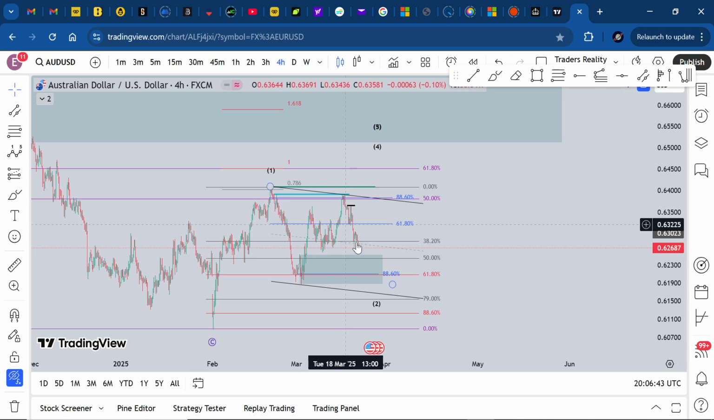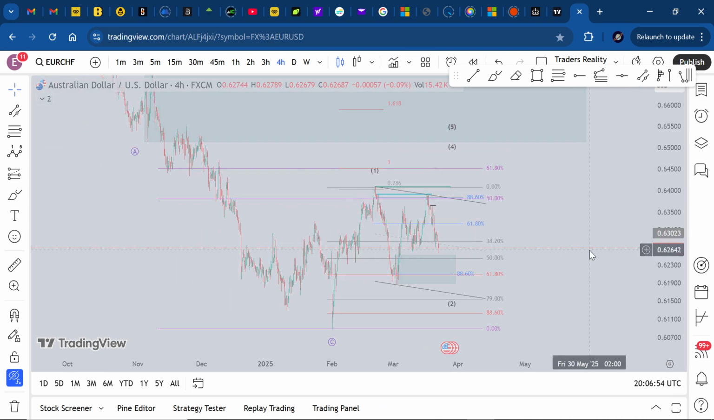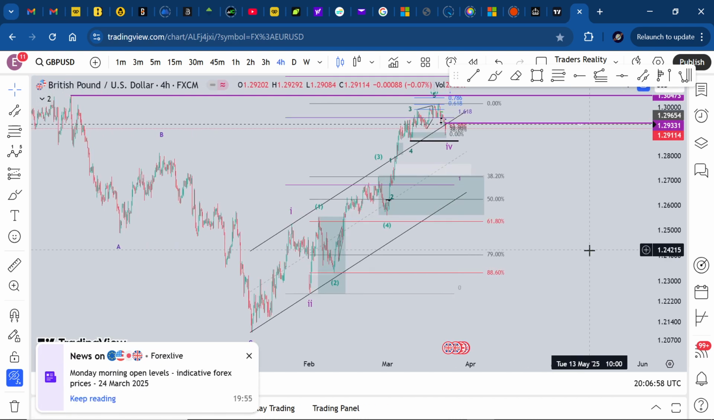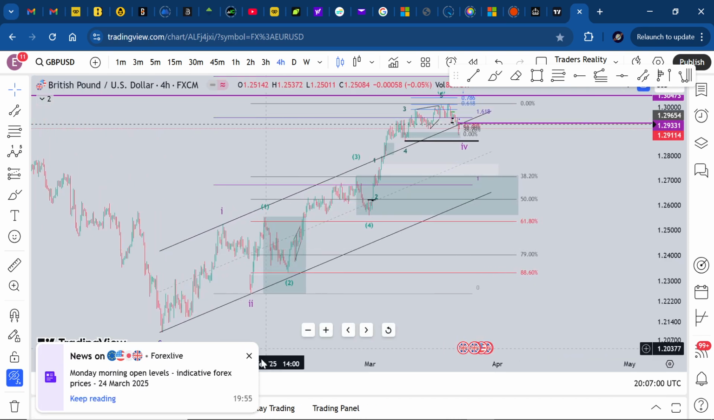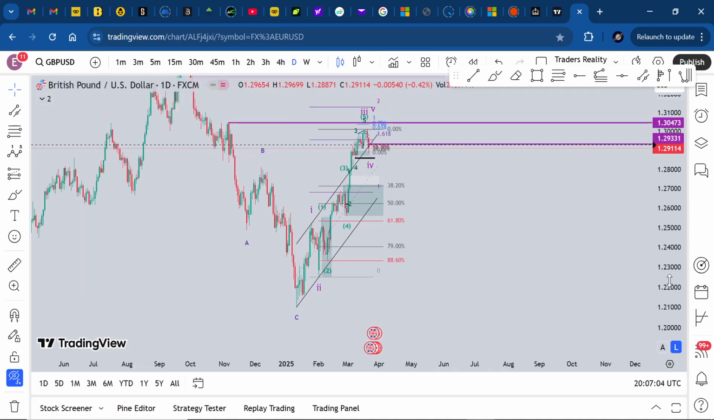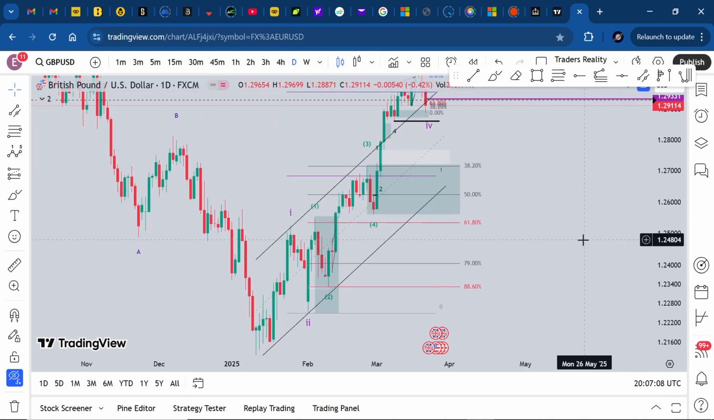If we don't, and we make some kind of close up here and come down, probably getting a leading diagonal. And that can happen. So down to GBPUSD. GBPUSD, let's go into the daily. GBP is giving me one of the clearest counts currently.